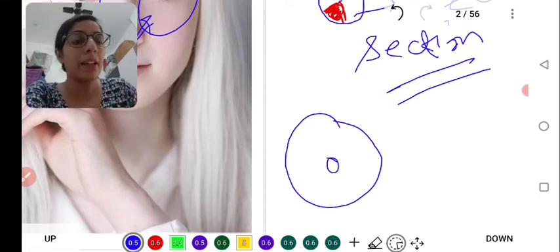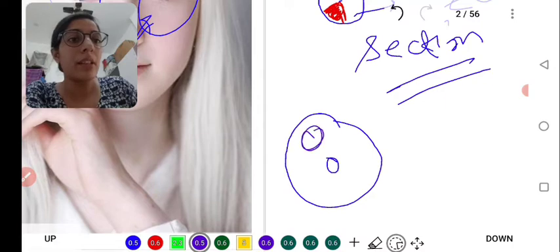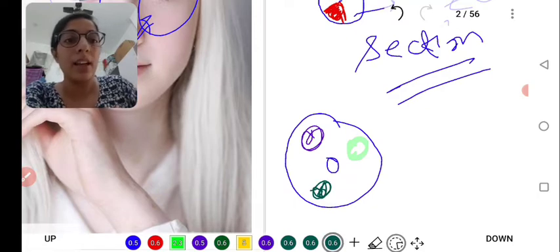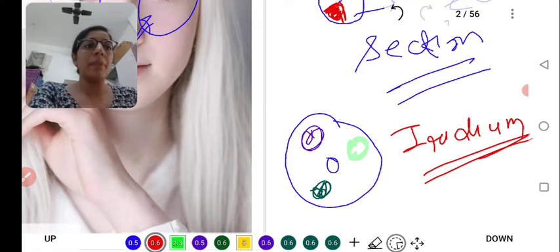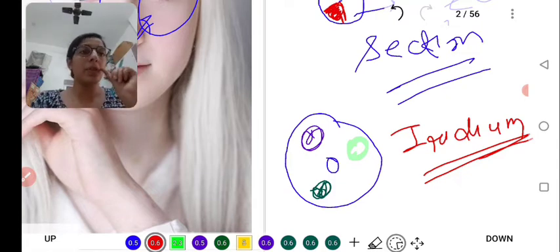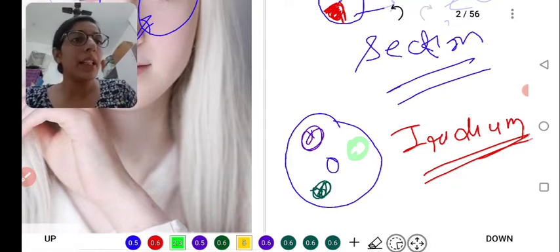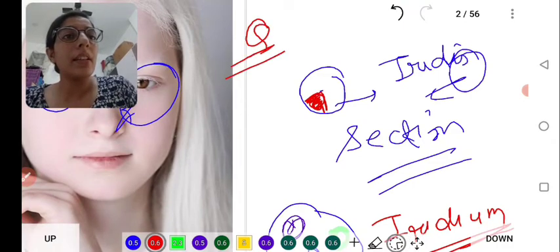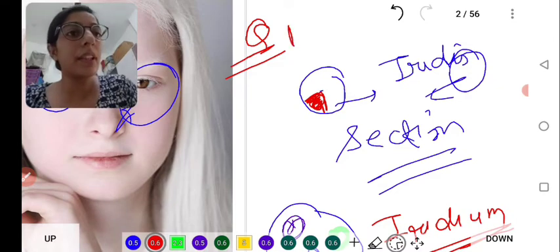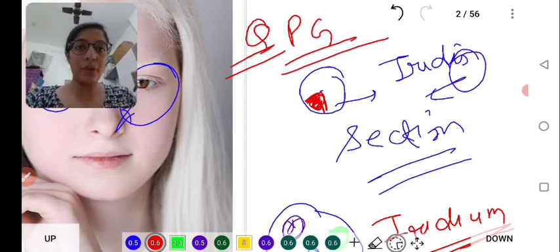Here is the iris. When you see multiple colors, multiple pigmentation in the iris, this is known as iridium. In MARROW you will find some kind of questions. There is a question in MARROW also, that iridis is the side effect of which drug? That is prostaglandin.